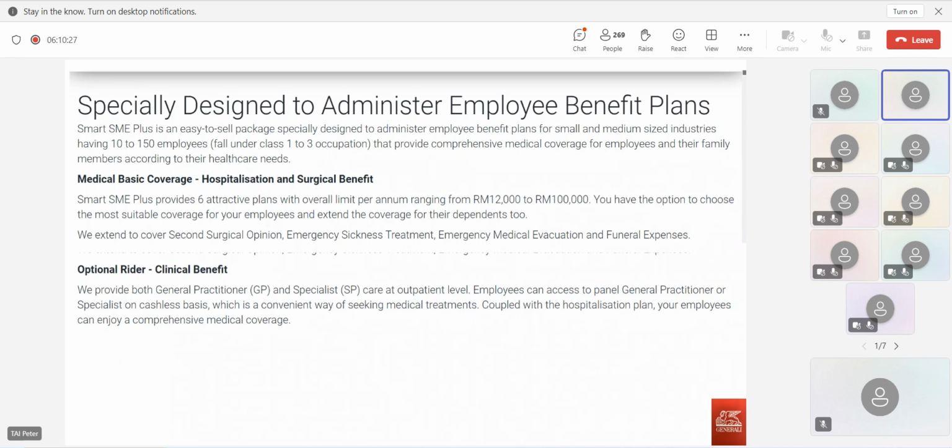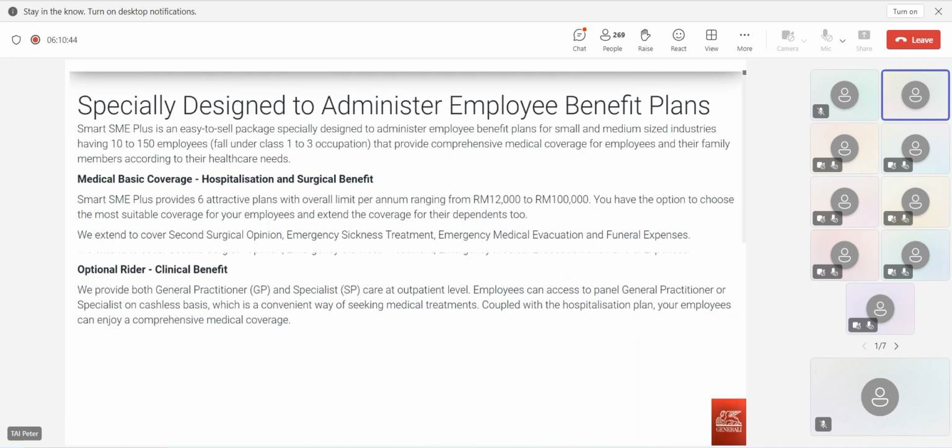All right. Okay. Also, we extend to cover second surgical opinion. This is something very new, because normally second surgical opinion is not insurable, but we cover. Right. Emergency sickness treatment, we extend this.